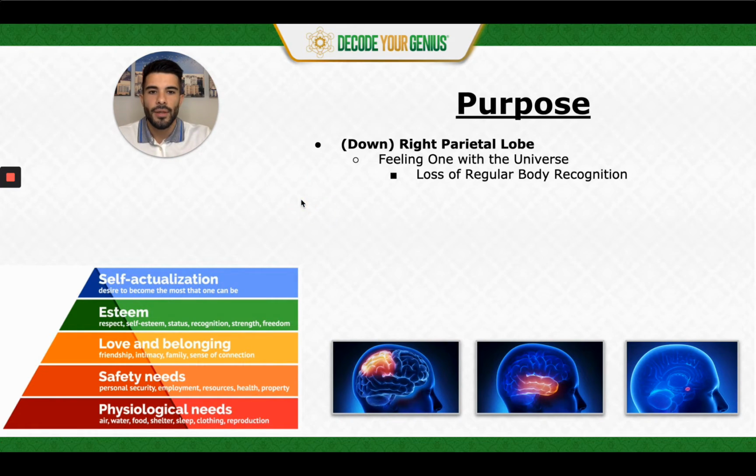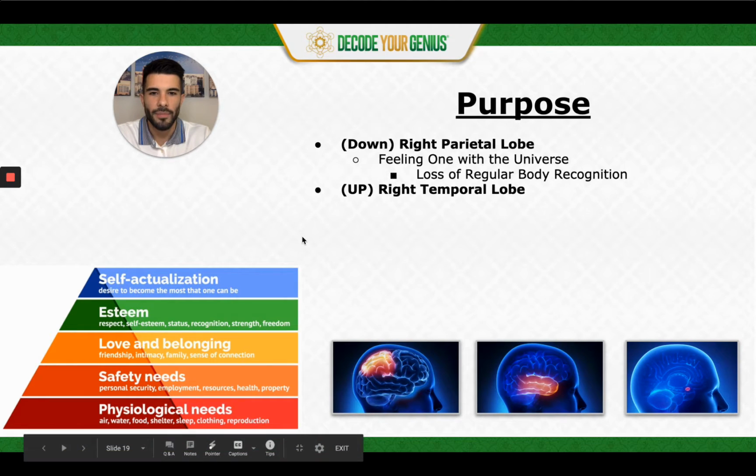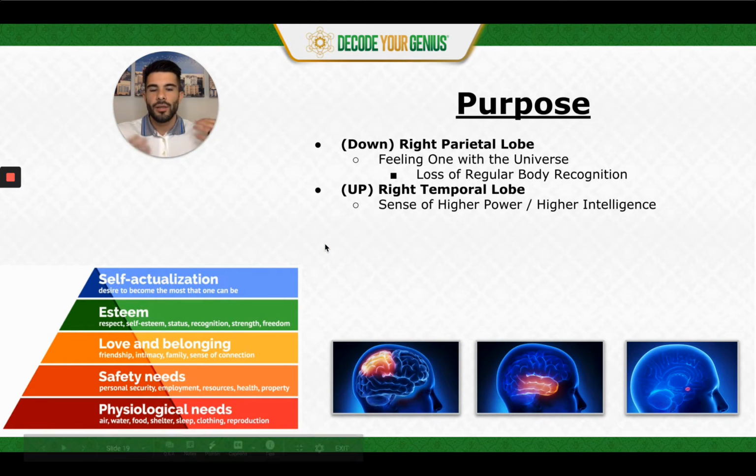And also a loss of regular body recognition. Okay, and that's part of that feeling one with the higher power, is that your feeling is going beyond just the confines of your body in time and space, or what your brain knows your body as in time and space. Okay. Also see an upregulation of right temporal lobe. We got that right in the middle here. So that the mechanics of that produces a sense of higher power, a sense of higher intelligence.